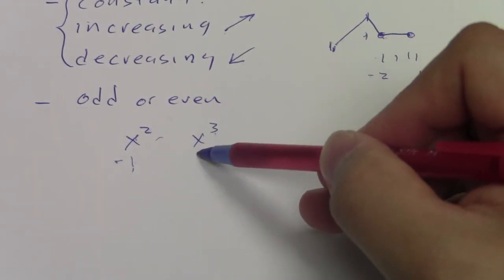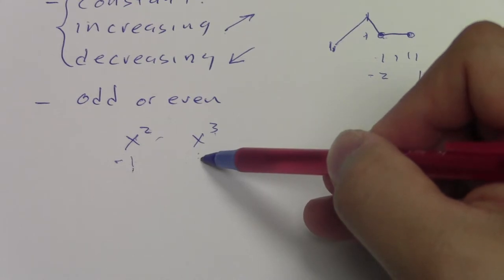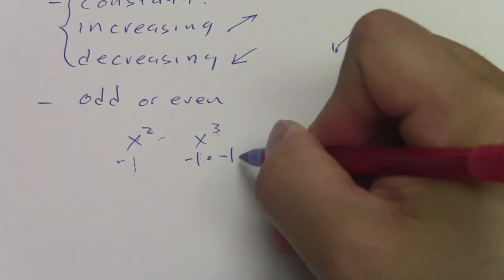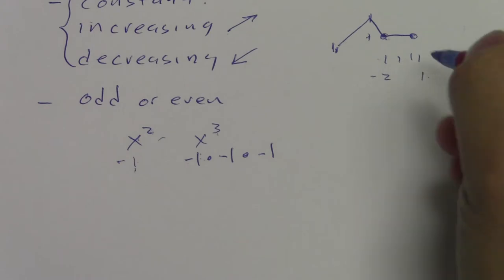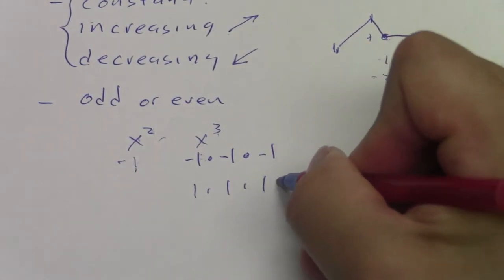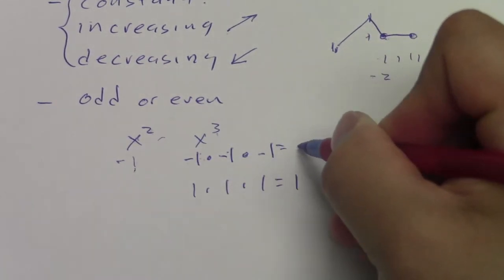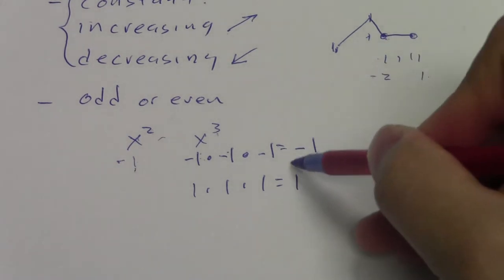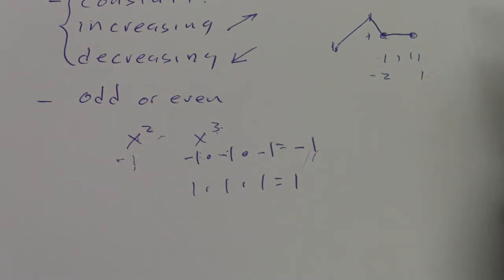Here, if I put -1, I get a -1 because -1 times -1 gives me a positive, but once I multiply it by another negative, that gives me a negative. So in this case, it would be changed. So 1 times 1 times 1 equals 1. -1 times -1 times -1 equals -1. So they flip, they're changed. So this is odd. Even, odd. All right.